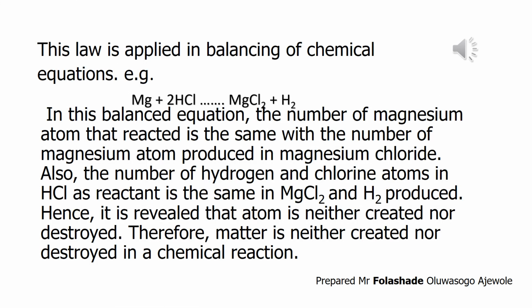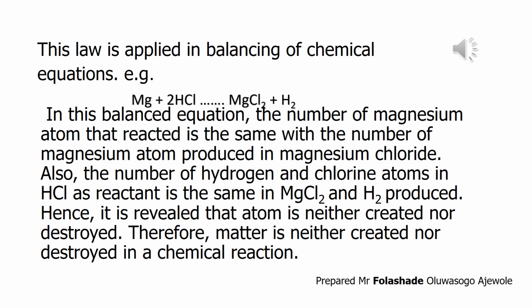This law is widely applied in balancing of chemical equations. Take for example the equation of magnesium reacting with 2 moles of HCl to produce 1 mole of magnesium chloride and 1 mole of hydrogen gas. Now, if you look at this balanced equation, observe that the number of magnesium atoms that reacted is the same with the number of magnesium atoms produced, 1 in each case.